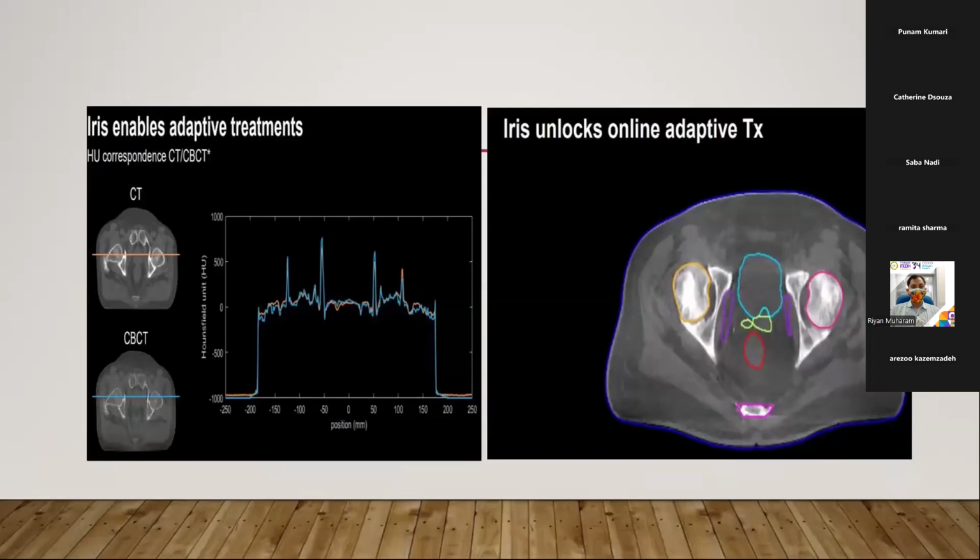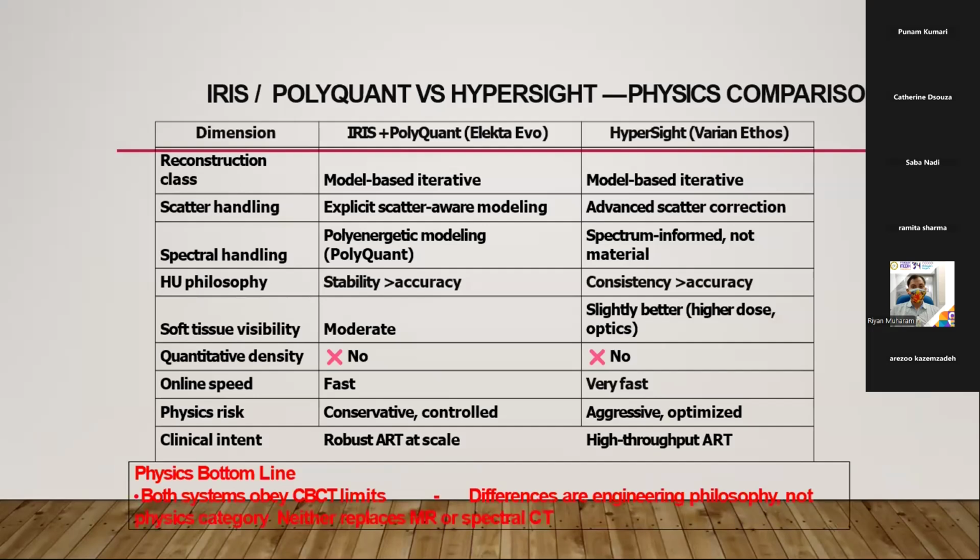So it has enabled adaptive radiotherapy. You will see it is quite better. Iris and polyquant are used in the Elekta Evo, and the Varian Ethos Hypersight model is used.